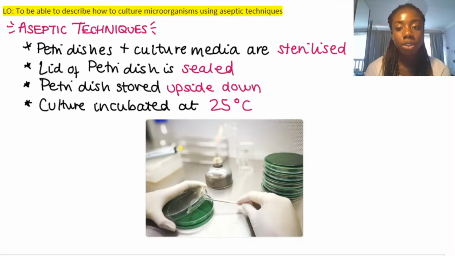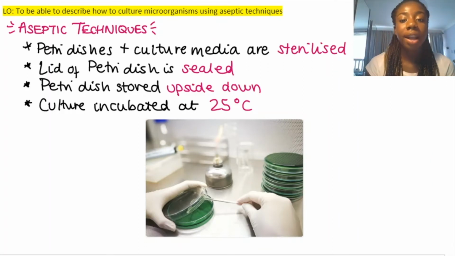Finally, we incubate our culture at 25 degrees, and this is an optimum temperature which allows rapid bacterial growth. But also, if we did it at a higher temperature, which is closer to our internal human temperature, for example 37 degrees, it would be more likely that bacteria which are harmful to human health would grow, and obviously we don't want that at all.